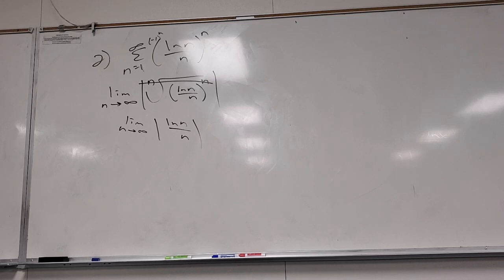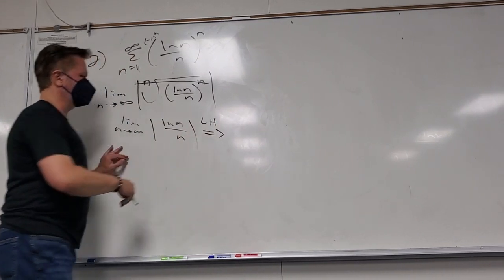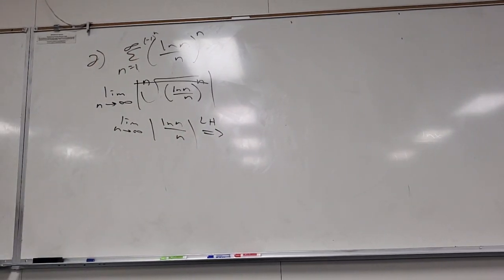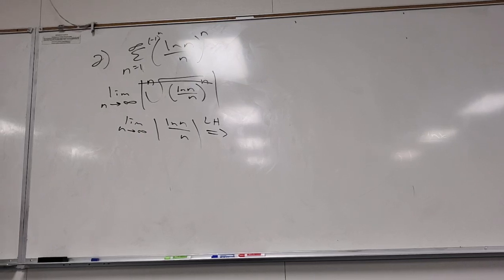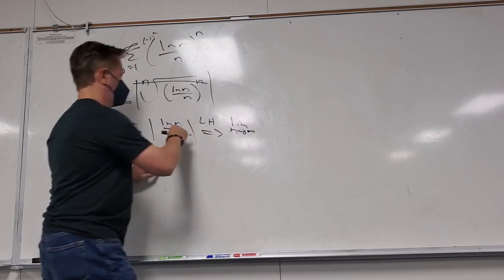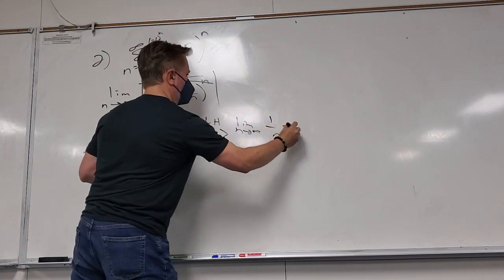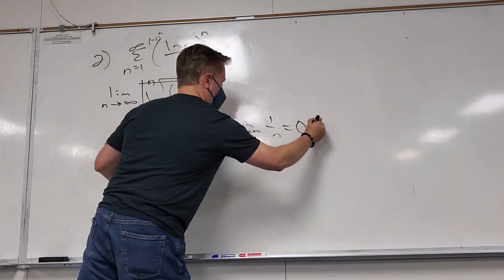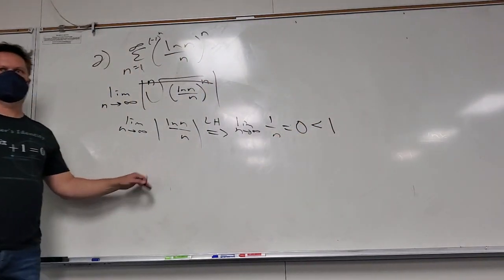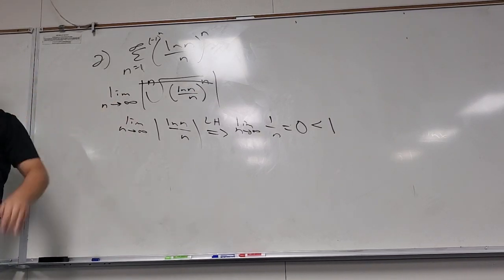And then how do you evaluate that? Let's really just go whole hog. So then you get 1 over n over 1, which is 0, which is convergence. And let me say more specifically, what kind of convergence? Absolute. Absolute convergence. Kick ass.